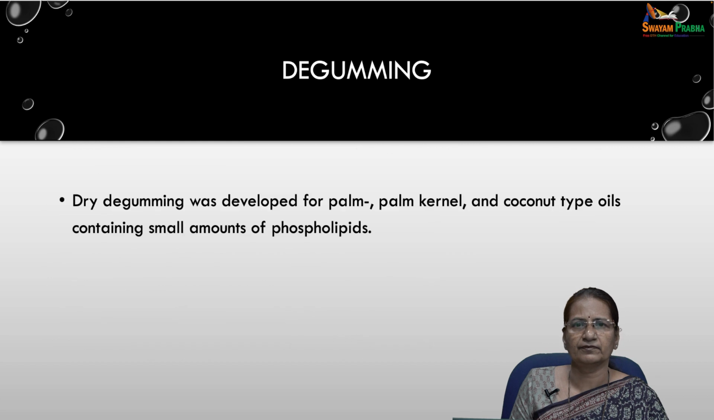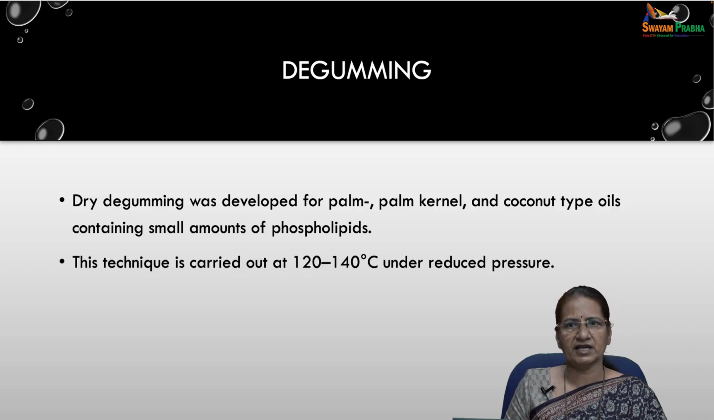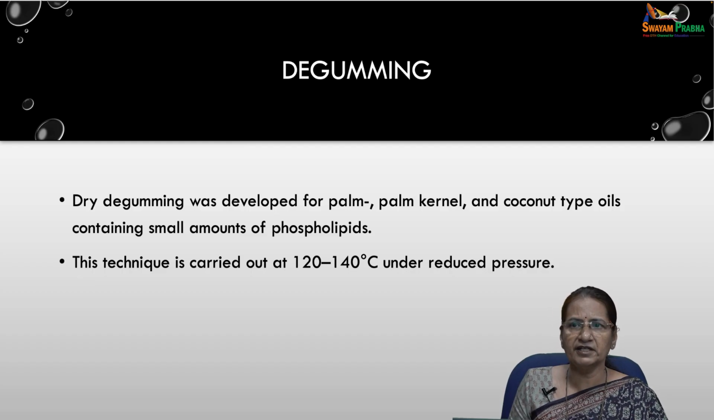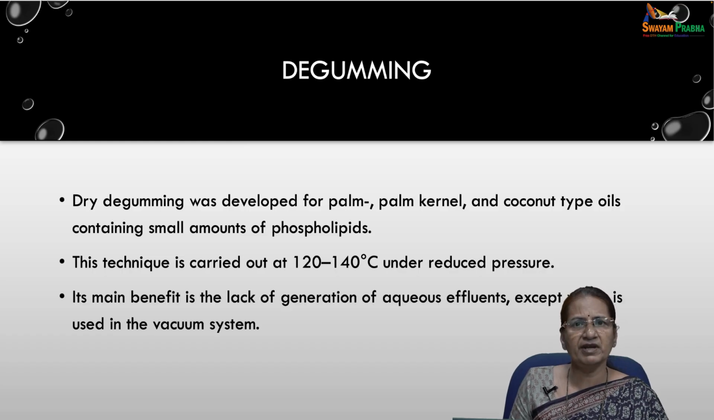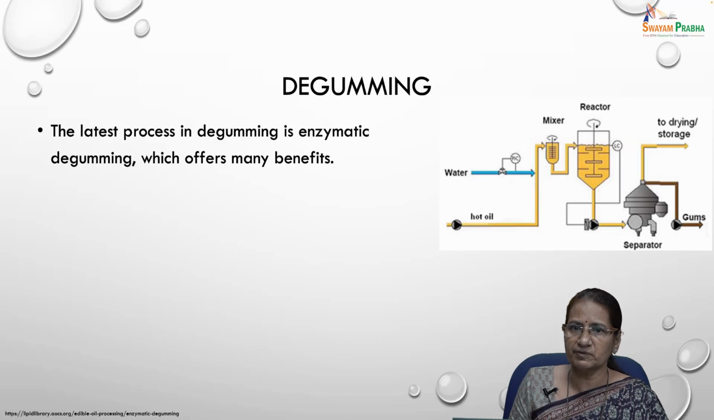Dry degumming was developed for palm, palm kernel, and coconut type oils containing small amounts of phospholipids. This technique is carried out at 120 to 140 degrees centigrade under reduced pressure. Its main benefit is the lack of generation of aqueous effluents, except water used in the vacuum system. The latest process in degumming is enzymatic degumming, which offers many benefits.